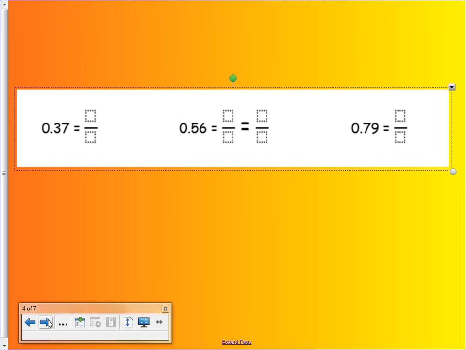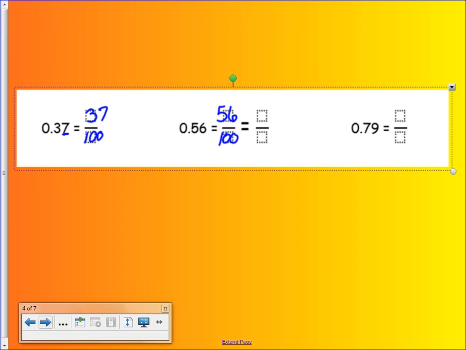All right, let's take a look at the next one. The next one goes to the hundredths place, and we read this one as 37 hundredths. So we write it as 37 over 100, and we're done. The next one, we read it as 56 hundredths. So we write 56 over 100.